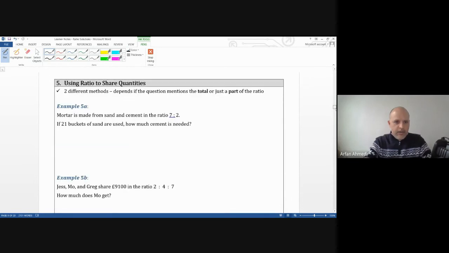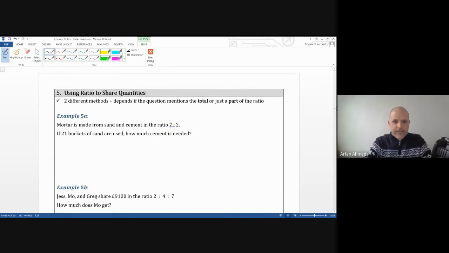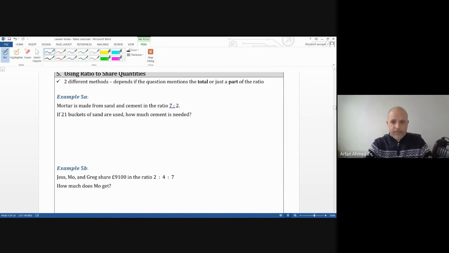Next section, using ratio to share quantities. So this is when you've got two or more things that you're comparing in the ratio. Let's have a look at this. So you've got two different methods. It depends on whether the question mentions the total or just a part of the ratio. So there are going to be two different methods for these types of questions, and you do have to look for the clues in the question. Okay, so if the question is giving you the whole amount, then we do the method where you add the ratios and then work out what one part is and do it that way.